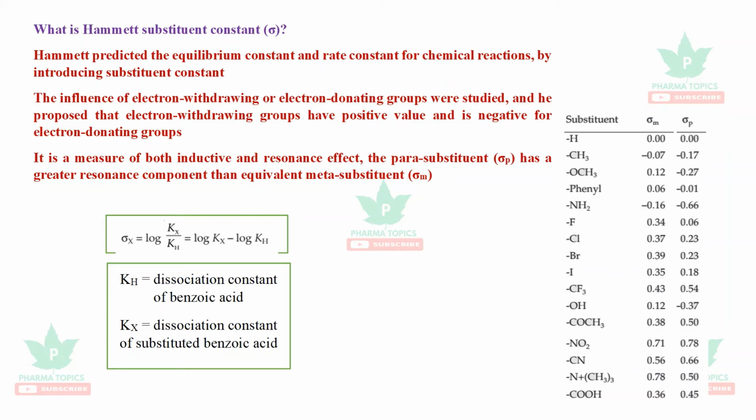The para substituent has greater resonance, whereas a meta substitution has lesser values. There is no value for ortho substitution. So he derived this equation.